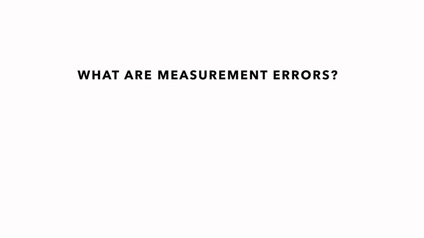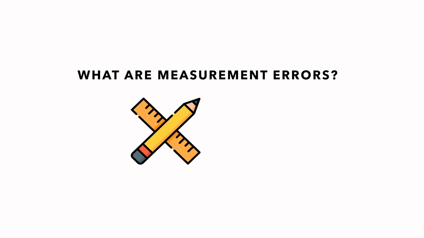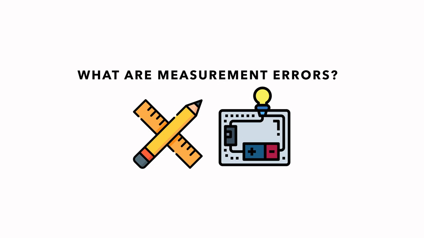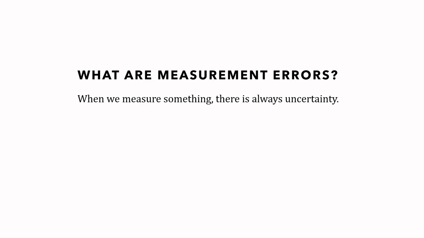So, what are measurement errors? Of course, when we do measurements, say we measure the length of a pencil using a ruler, or maybe we measure the resistance of an electrical component, it is not possible for us to obtain the true value for such measurements. In other words, when we measure something, there's always uncertainties.